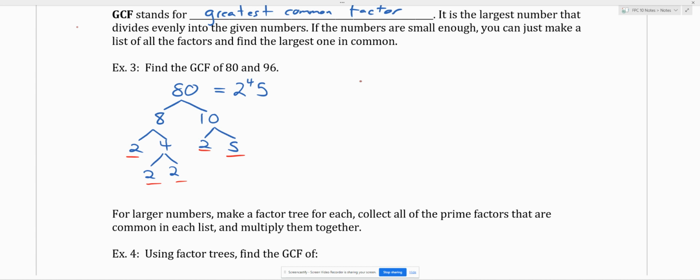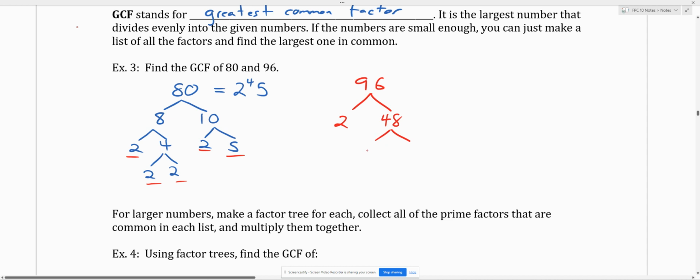Now let's take 96 over here and do a prime factorization of that. It ends in a 6, so I know it's divisible by 2, so let's do that first. That's going to be 2 times 48. Okay, 2 is prime, but 48 isn't. I'm going to break that apart.